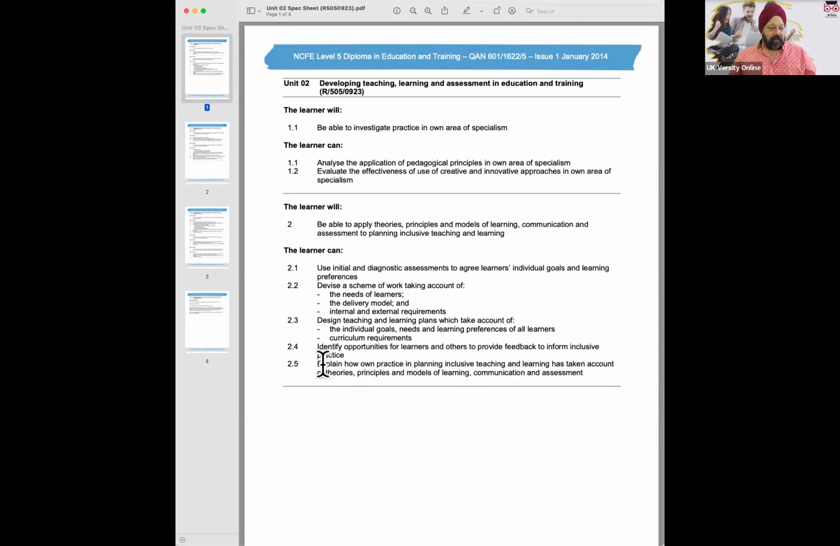And the last assessment criteria is to explain how your own practice is including some of the things to make it inclusive. For example, understanding of the culture, understanding of the requirements and needs of your learners, their background, their prior qualifications, experience, skill set, and how do you then relate it by using some of the theoretical models.